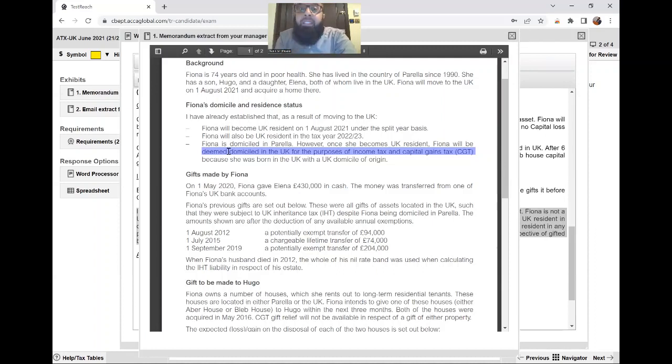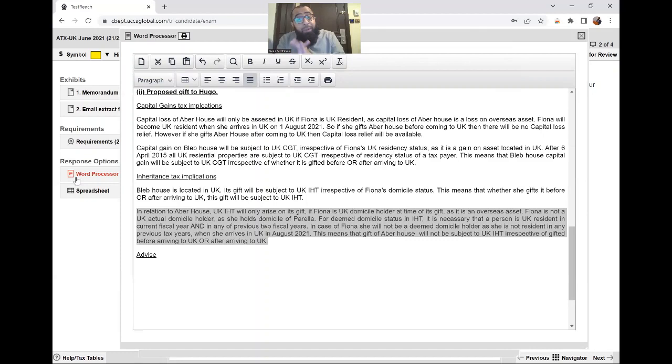She is deemed domicile for UK income tax and CGT, not for IHT. If you remember the rules of individual overseas, I will say it again, open your summary notes. When we talk about deemed domicile status in IHT, for a person who was born in UK, you need to be resident in the current year and in any of the 2 preceding years. So, she may be resident in the current year, but she's not resident in any of the previous 2 preceding years because she has just arrived in the UK.